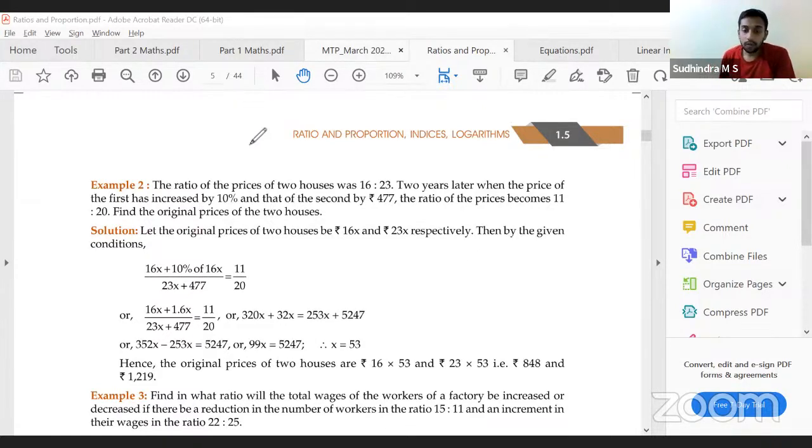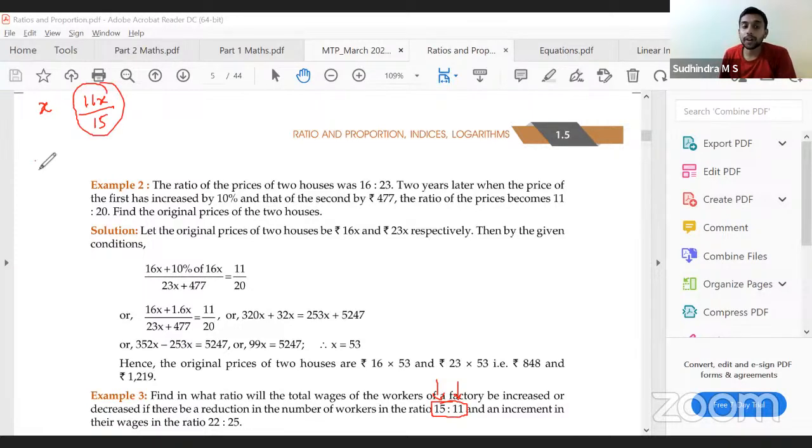Perfect. Now, what have they given us? They have given us number of workers ratio of 15:11. So earlier, if the total number of workers were X, what is the new number of workers now? 11x by 15. Because old was in the ratio, if old was 15, new is 11. There is a decrease in the number of workers. So 11 by 15 into X is the new number of workers.